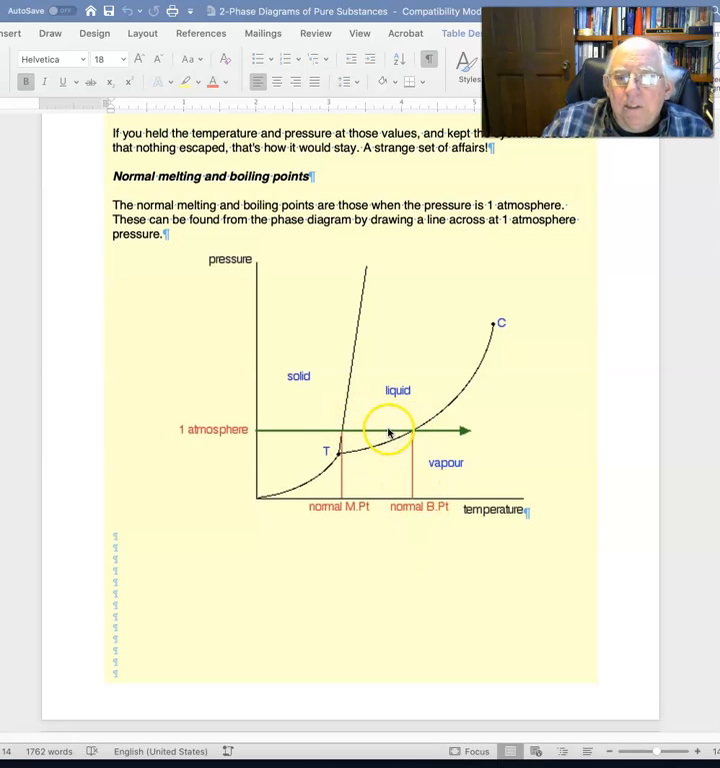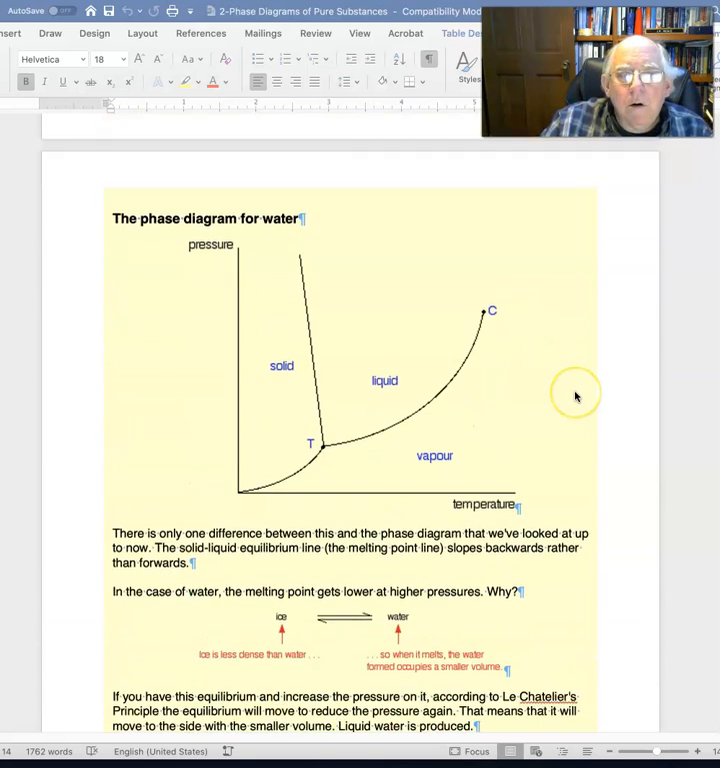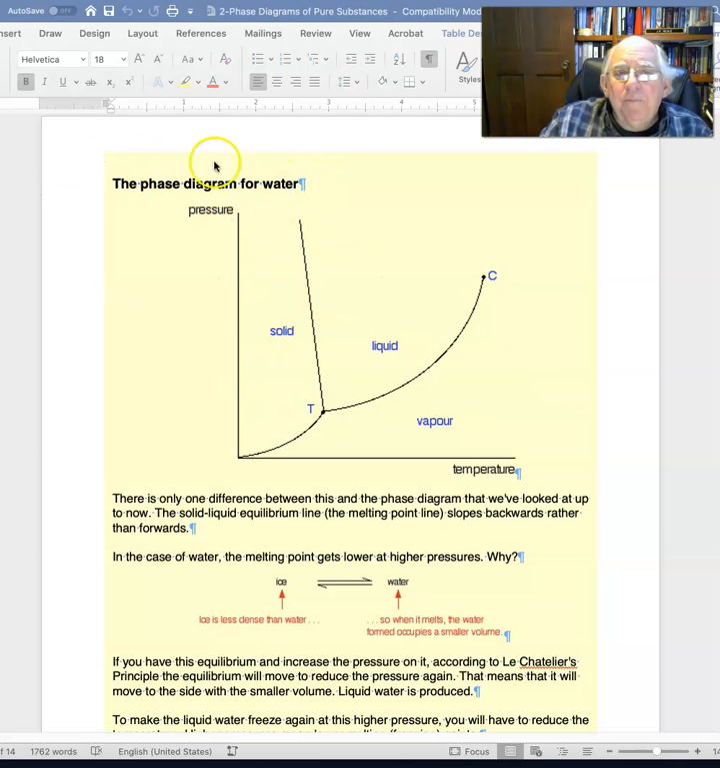If I allowed the liquid to get warmer and warmer, eventually the liquid gold would start to boil, and I would be at the normal boiling point. And one can see that, depending on the pressure, those melting and boiling points can change. Since we're going to be discussing water, because we're interested in water and ethanol mixtures, this is the phase diagram for a pure substance, water.